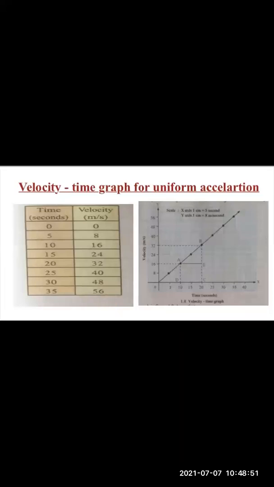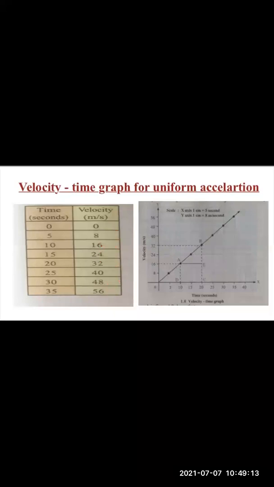If you want to see, you can see here itself, 16 minus 8 is 8. 24 minus 16 is 8. Similarly, 40 minus 32 is 8. Similarly, 56 minus 48 is 8. So here you can say the velocity is varying in multiples of 8.